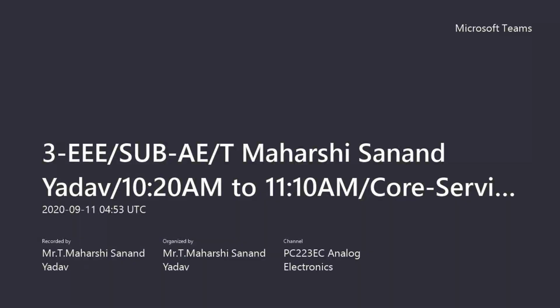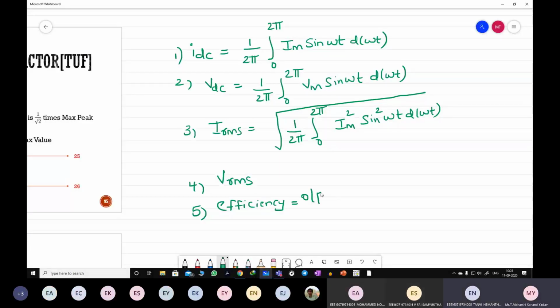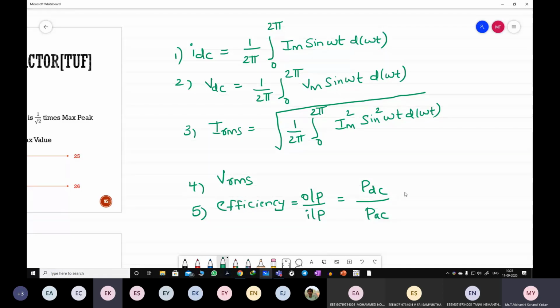What is meant by efficiency? Output by input. What is the output, DC or AC? DC is the output. So efficiency is PDC by PAC.